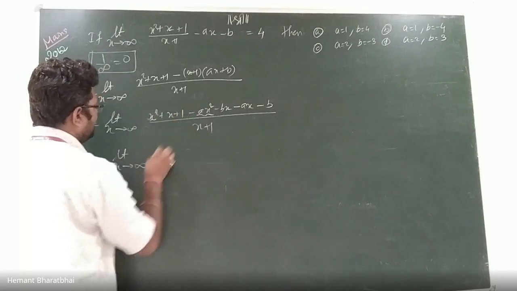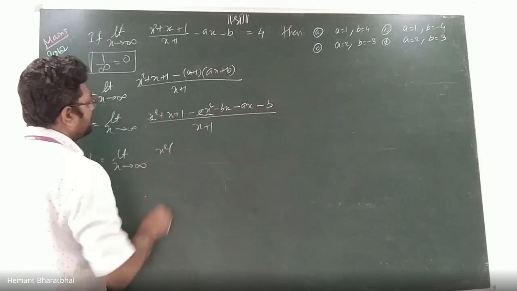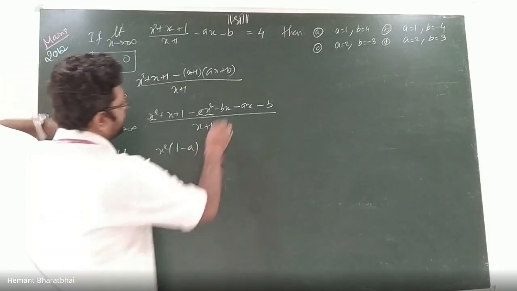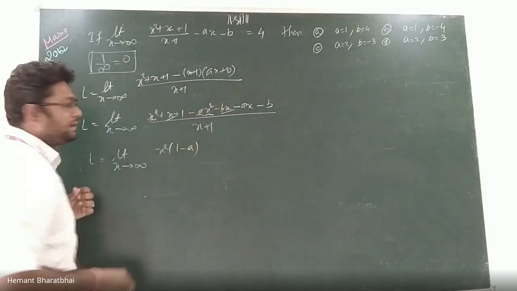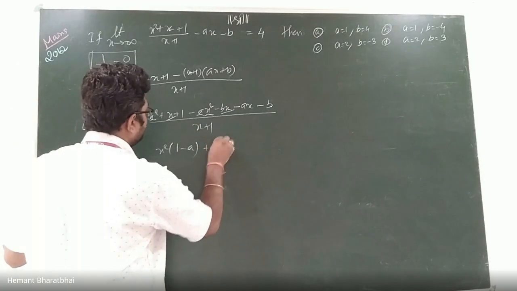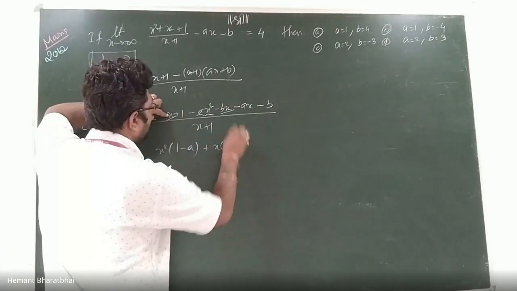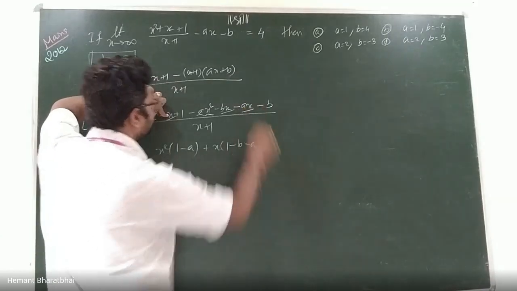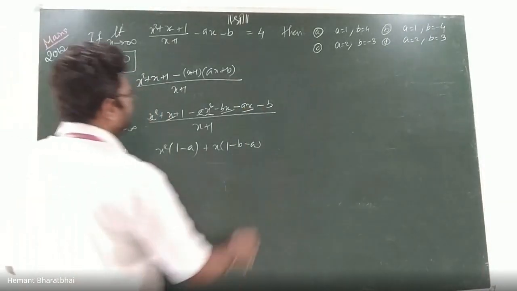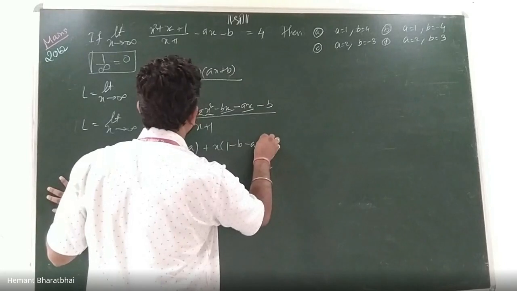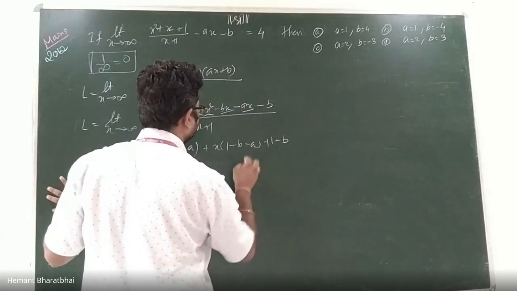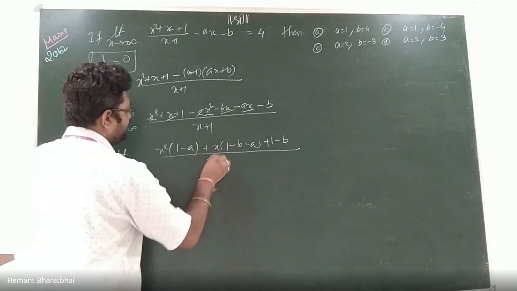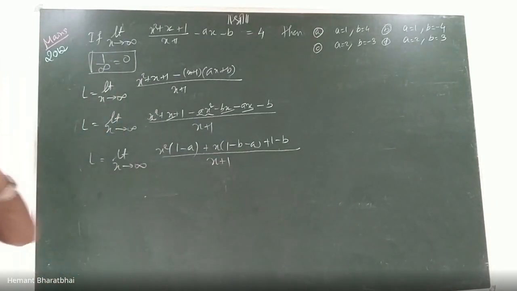Here from here I take x square common, so what will remain here is 1 minus a. Then from here I take x common, so here what will remain is 1 and here what will remain is minus b minus a. Okay, then these are the constant terms, that is plus 1 minus b, the whole upon x plus 1.